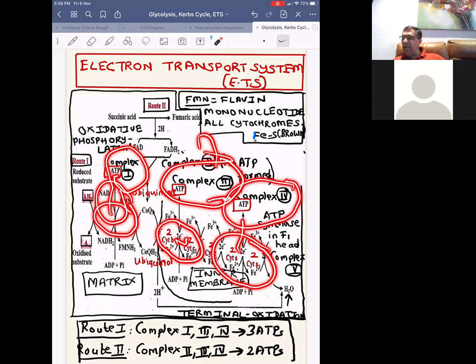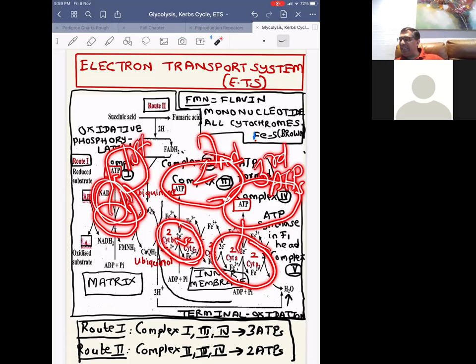So first ATP, second ATP and third ATP. 3 ATPs are formed between NAD FMN, between BC1 and between AA3. In this way 3 ATPs are formed. These are the 3 ATPs formed, and this is called root 1, involving NADs.